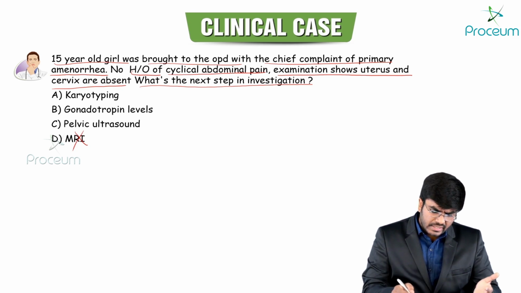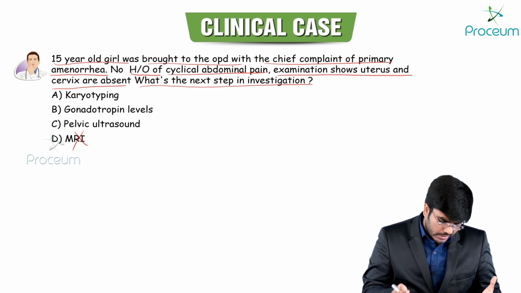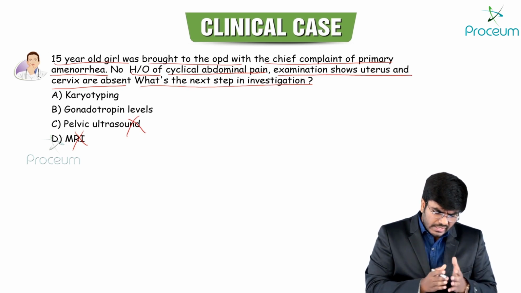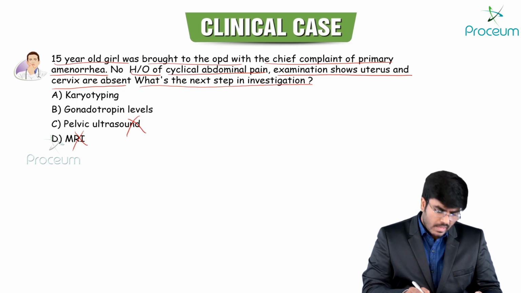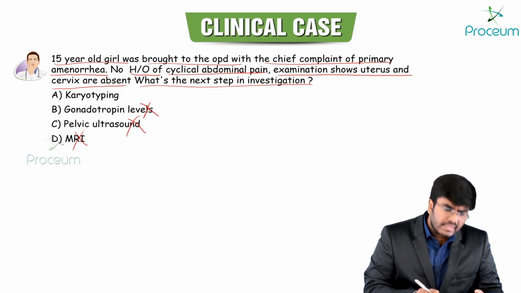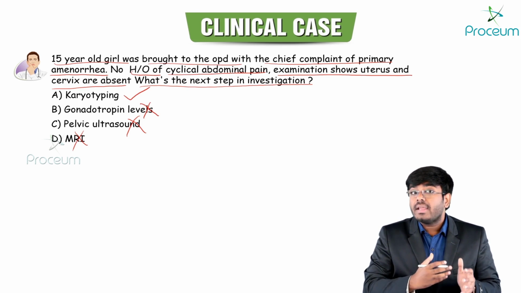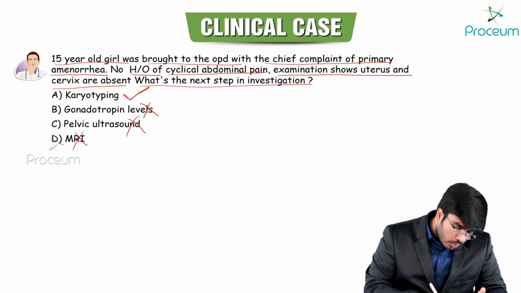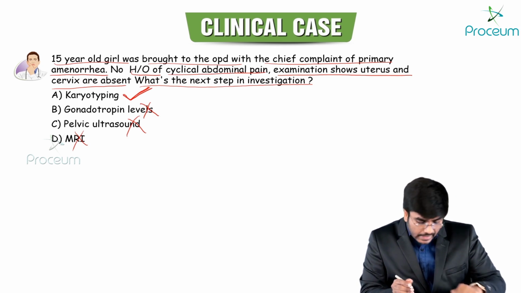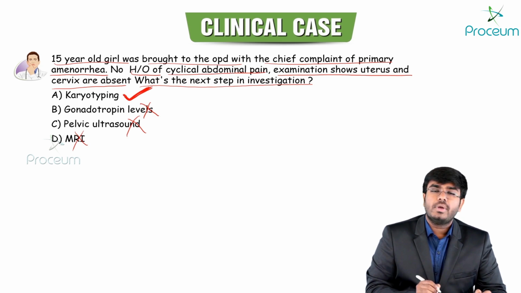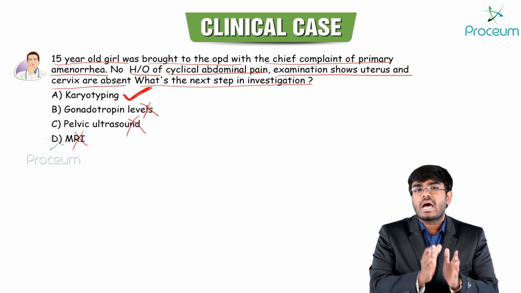Already it's very clear that uterus, cervix, they are not there. After doing MRI, much information you are not going to get. Pelvic ultrasound, same. It's already clearly given that uterus, cervix are not there. So, what will you get with the pelvic ultrasound? Gonadotropin levels, I have already said, much information you won't get. So, according to the given options, the best will be karyotyping. See, here testosterone levels is not there in the options. So that's the reason why I am choosing the karyotyping. Based on the given options, you should choose your best answer.